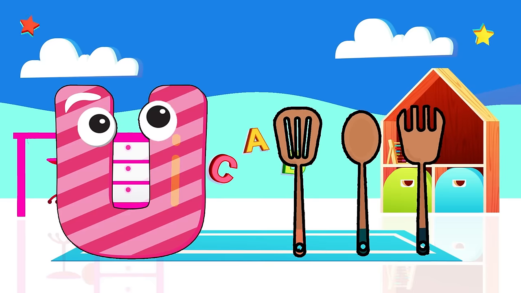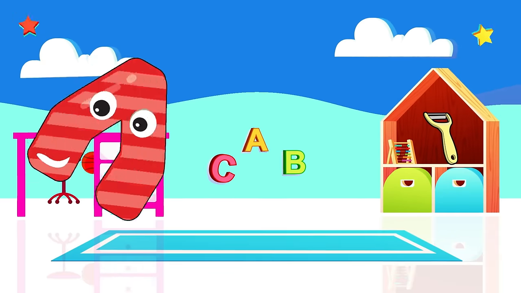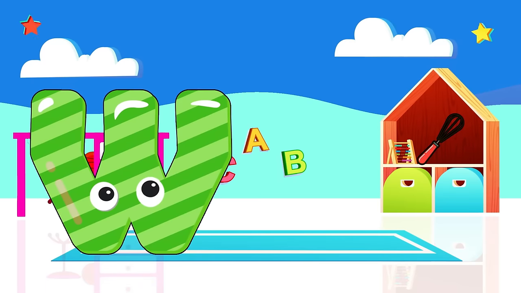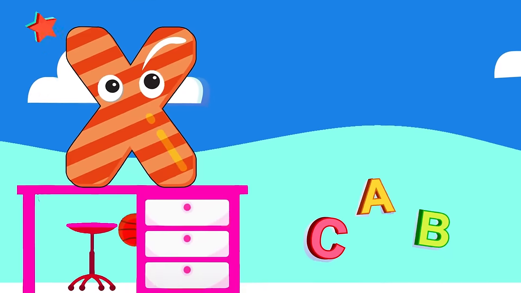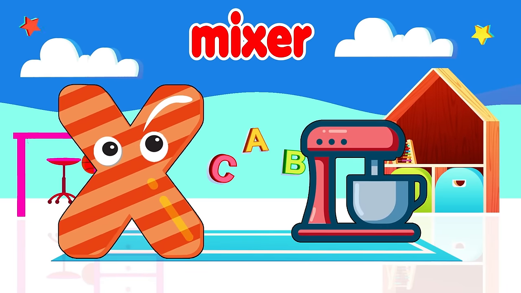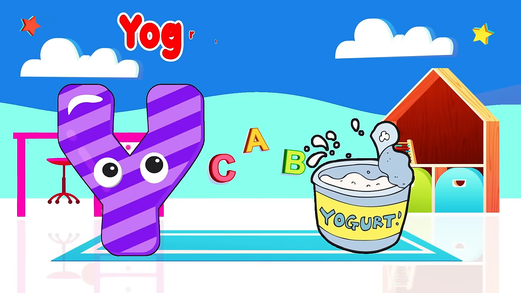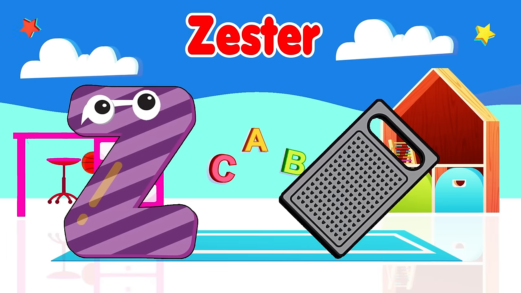U. U for utensils. V. V for vegetable peeler. W for whisk. X. X for mixer. Y. Y for yogurt maker. Z. Z for zester.